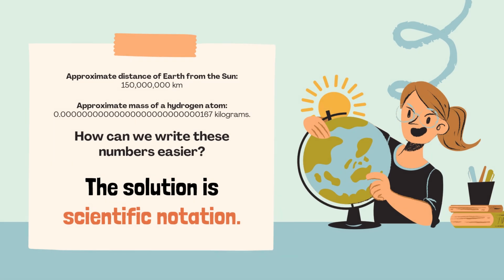All right, so this is why we use scientific notation. Sometimes we have really, really big numbers, like the approximate distance from Earth to the Sun, 150 million kilometers. Or sometimes we have really, really small numbers, like the approximate mass of a hydrogen atom. Not reading that, too many zeros. We can write these in an easier to use method, and that is called scientific notation. Let's see how we can use this and what it looks like.